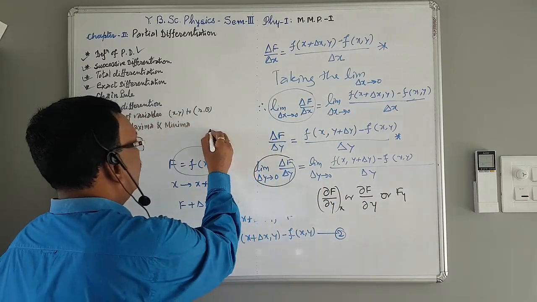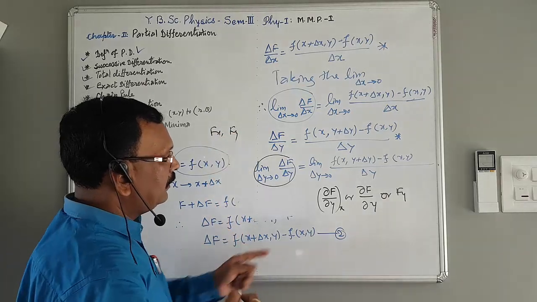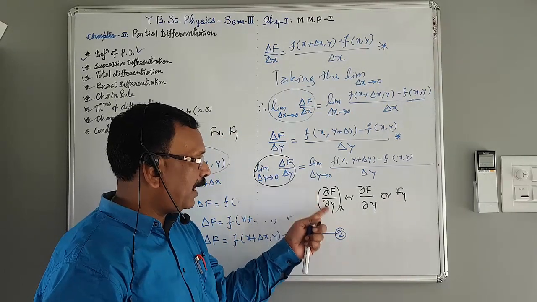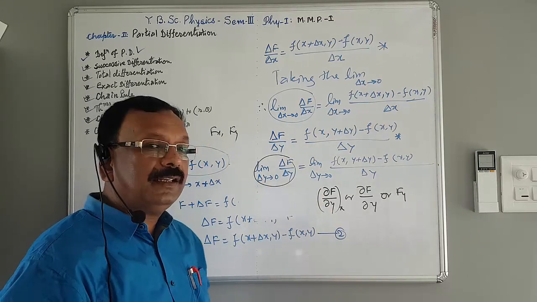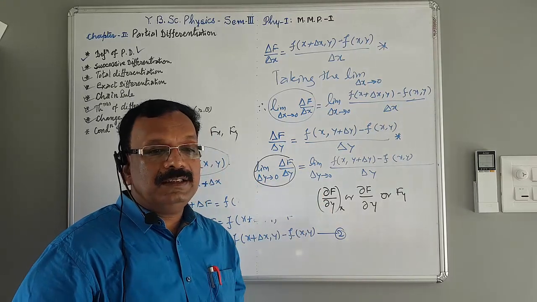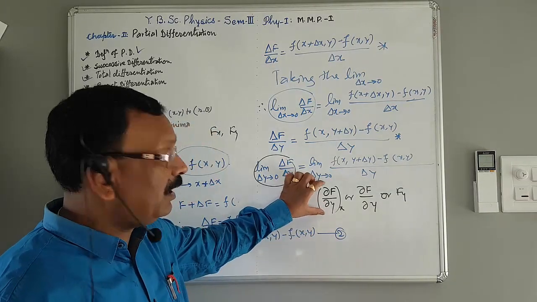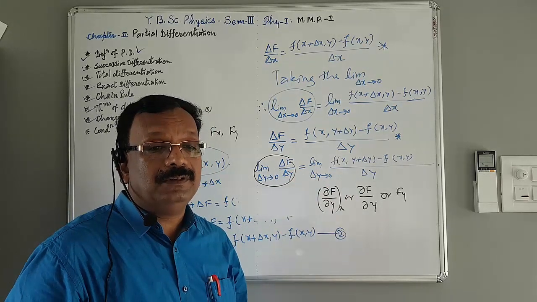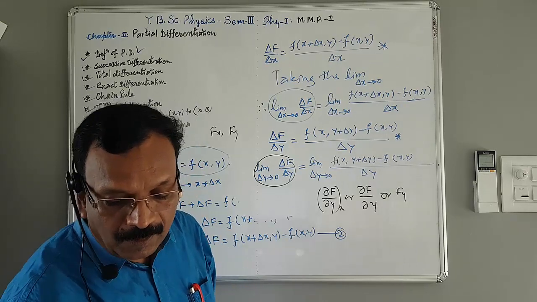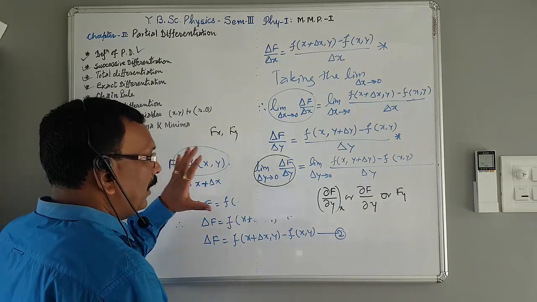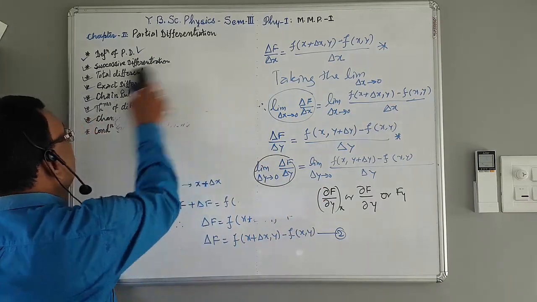Now ∂f/∂x and ∂f/∂y, that is ∂f/∂x at y constant and ∂f/∂y at x constant. These are partial derivatives, and these partial derivatives are nothing but first order partial derivatives. Now we are going to see some problems related to first order partial differentiation.